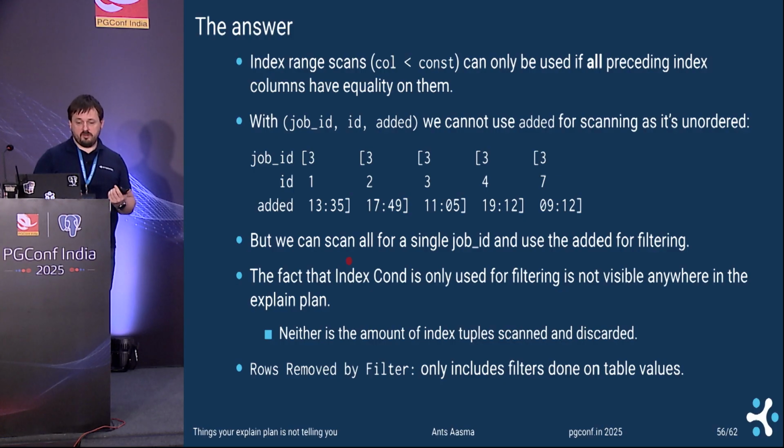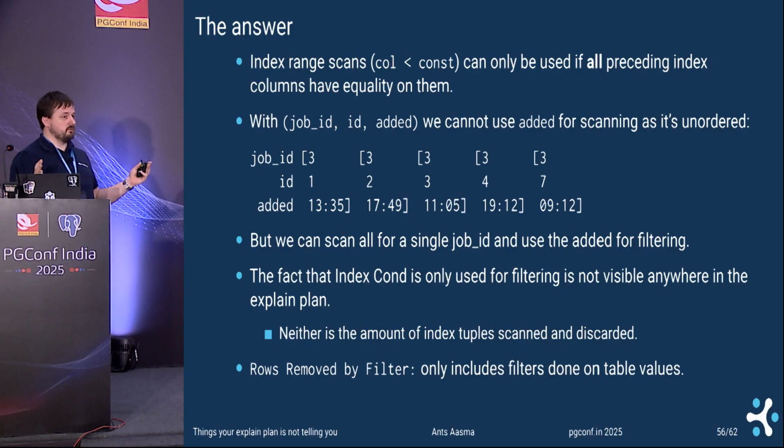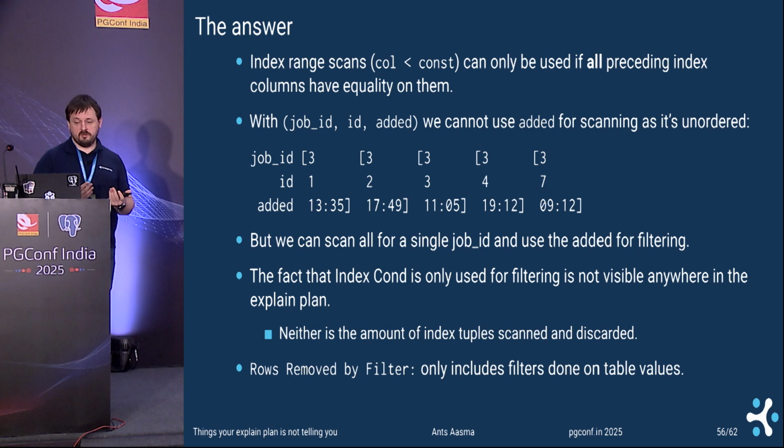But the problem for us is that the fact that this added column in one case is used to narrow down the search space, and in another case it's used to just filter stuff out, is not visible anywhere in the explain plan. We also do not see how many index entries we actually looked at, and how many of them were thrown away without returning them. There is a rows removed by filter column in your explain plan, but this will only include the rows that were actually fetched from the table and then thrown away. The stuff that we skipped from the index is not shown.